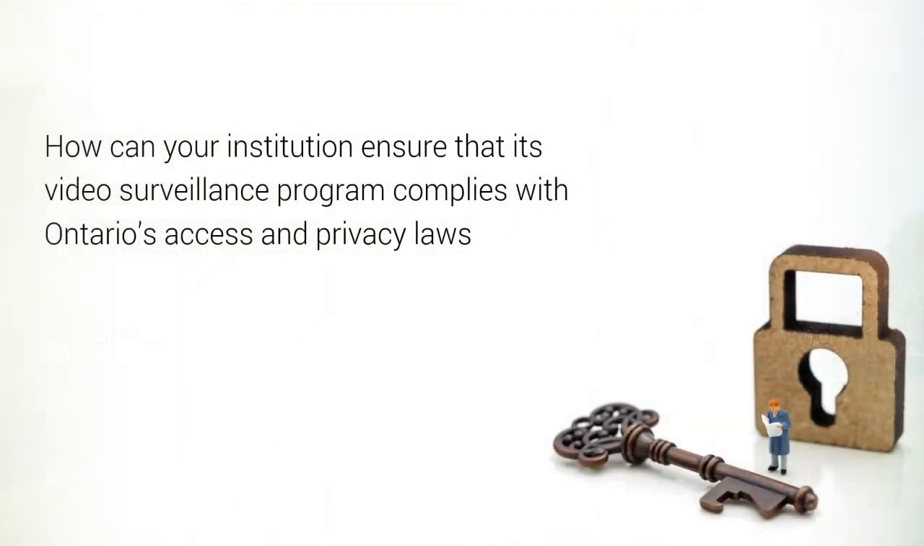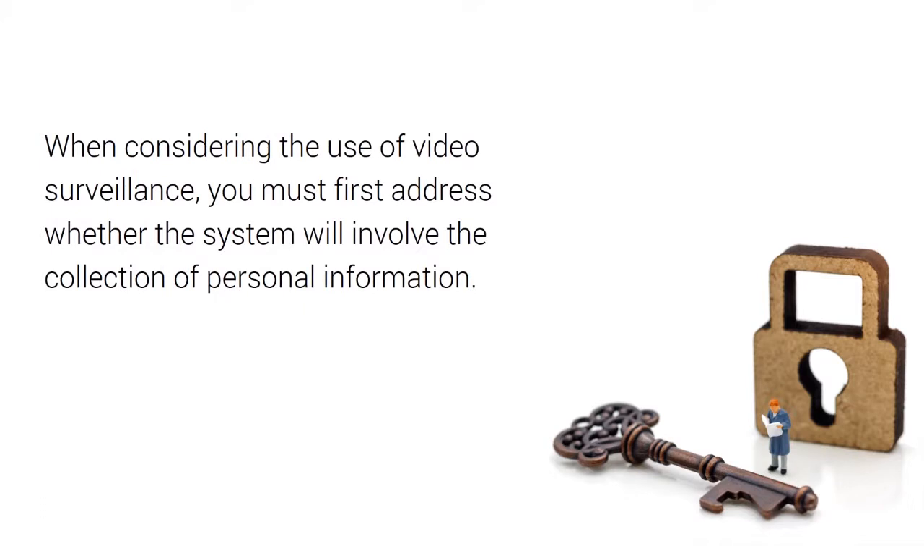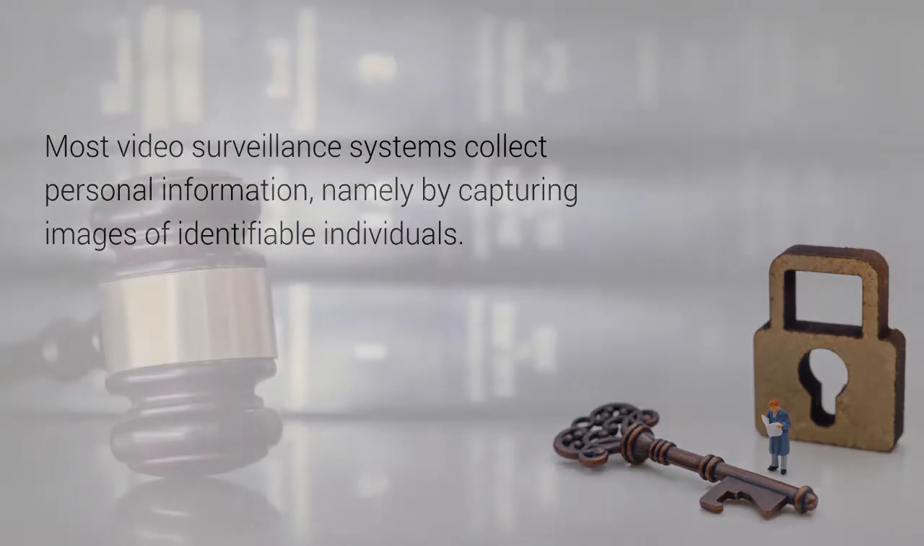How can your institution ensure that its video surveillance program complies with Ontario's access and privacy laws and protects the privacy rights of Ontarians? When considering the use of video surveillance, you must first address whether the system will involve the collection of personal information. This will likely be the case, in that most video surveillance systems collect personal information by capturing images of identifiable individuals. The next step is to determine whether your institution has the legal authority to collect personal information.